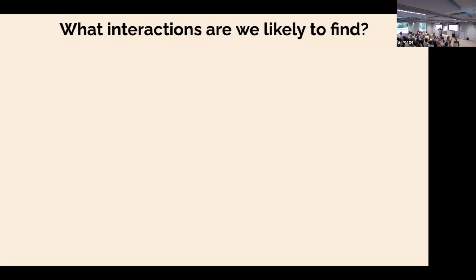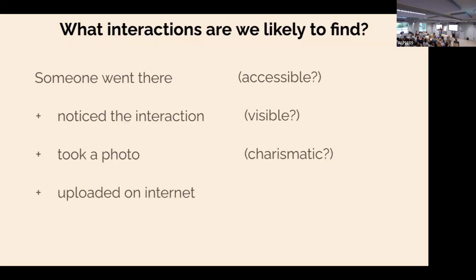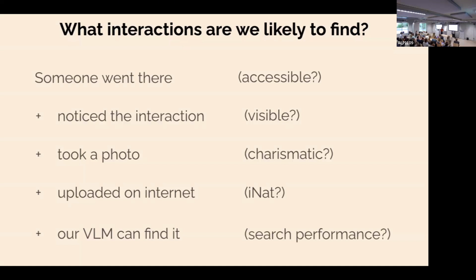But then if you're trying to get at what interactions we are likely to find, this is also a mess, right? If it's in iNaturalist, that means someone has to go to the place, which means it maybe has to be accessible. You have to notice the interaction, which means it has to be visible. You have to have taken a photo of the interaction, which means maybe it has to be charismatic or something. You have to upload it to the internet, hopefully to iNaturalist. And then our VLM has to be able to find it, so we have to have good search performance for some very fine-grained stuff.